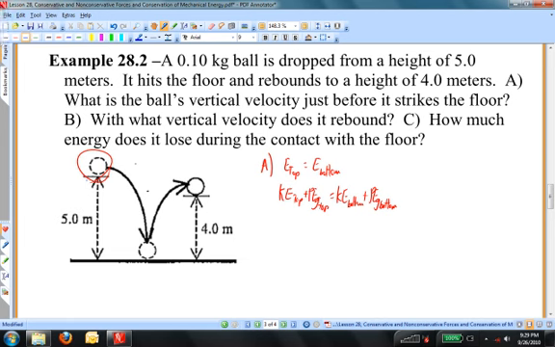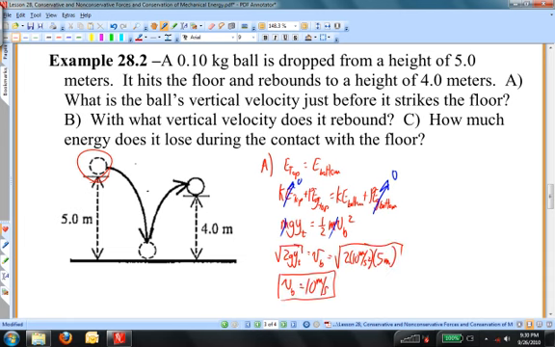Let me write the formulas for the gravitational and kinetic energies at the top and the bottom. I'm going to use the subscript T for top and B for bottom. Again, the masses disappear, and I can solve this for the speed at the bottom. Put in the numbers, then put it in my calculator. In part A, I find that when the ball gets to the bottom of the first part of its path, it's moving at a speed of 10 meters per second.